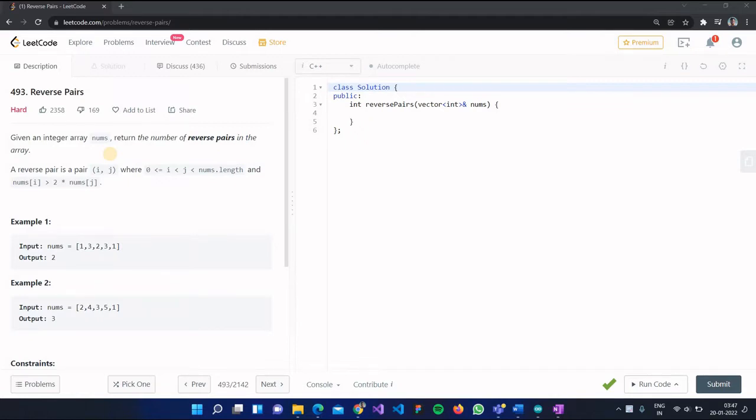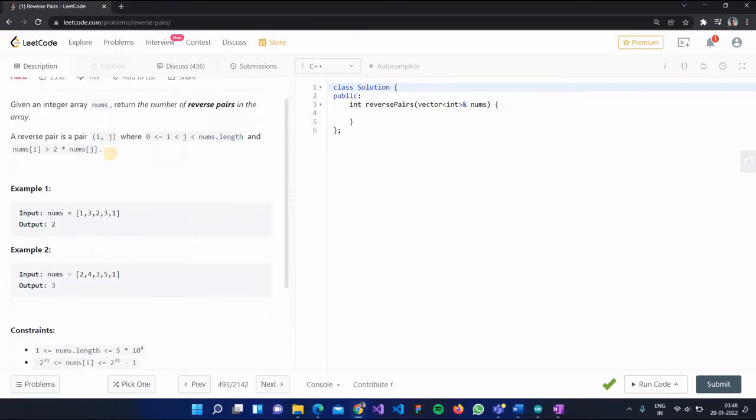They are basically a pair of two indexes i comma j such that i is less than j, both indexes lie in the array itself, and the value present at the ith index, that is nums of i, should be greater than 2 into nums of j. So these are the two conditions, that is i less than j and nums of i should be greater than 2 into nums of j, that is double of nums of j. This is the condition by which we can detect a reverse pair in the array given to us.